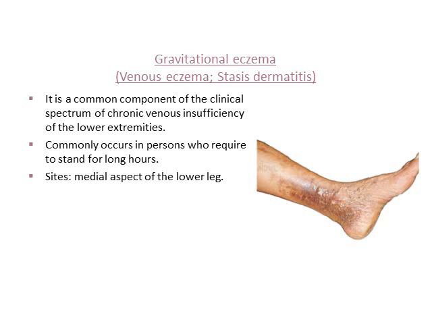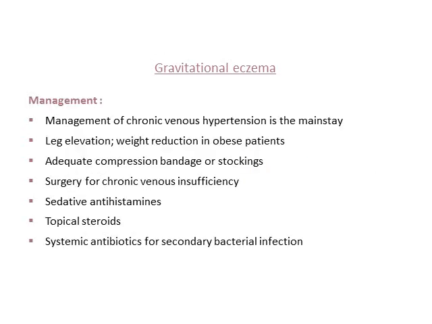Gravitational eczema is another type of eczema which is also called venous eczema or stasis dermatitis, seen in people who have venous insufficiency, that commonly occurs in persons who are required to stand for long hours. The medial aspect of the lower leg is affected. How do you manage? You have to manage the venous insufficiency first, correct the varicose veins, leg elevation helps, adequate compression bandage or stockings are important, surgery if there is any very severe form of venous insufficiency, antihistaminics and topical steroids can be used, and if there is infection, use antibiotics.